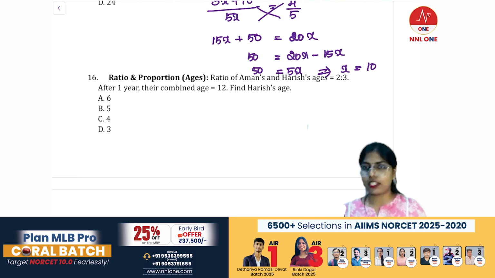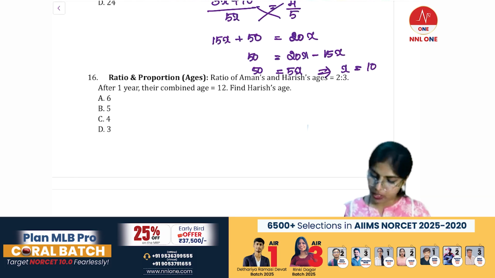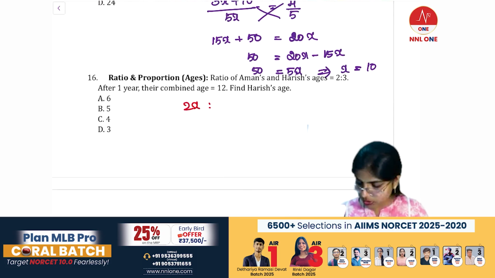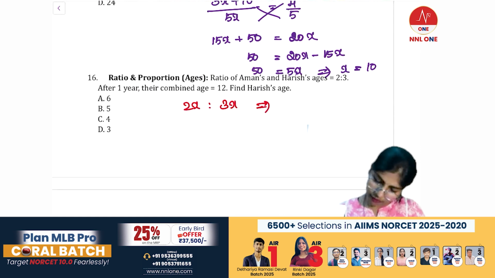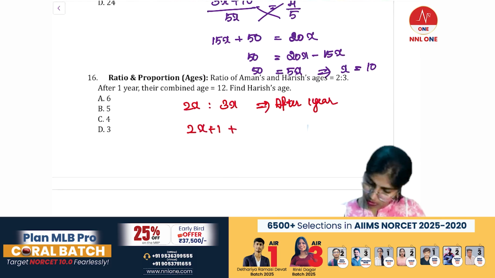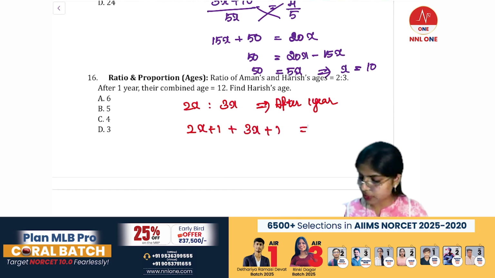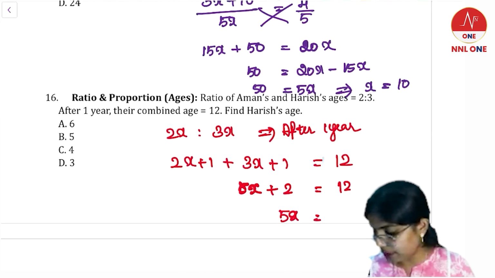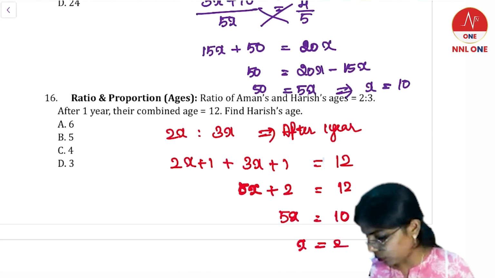The ratio of Aman's and Arish's ages is 2:3 after 1 year. So Aman's age is to Arish's age as 2x is to 3x. After 1 year, it becomes 2x plus 1 and 3x plus 1. The sum of the ages becomes 12. Now we are going to find Arish's age. 2x plus 3x is 5x, plus 1 plus 1 is 2, equal to 12. 5x is equal to 12 minus 2, which is 10. x is equal to 2.